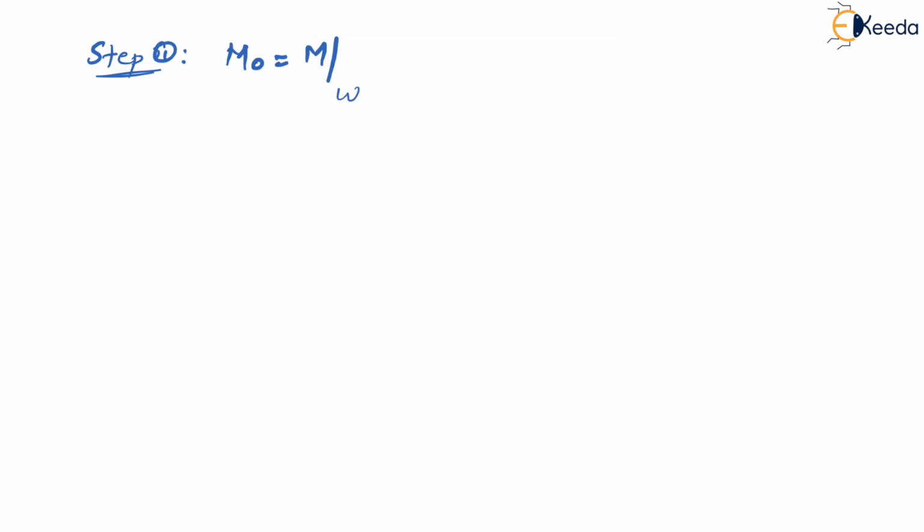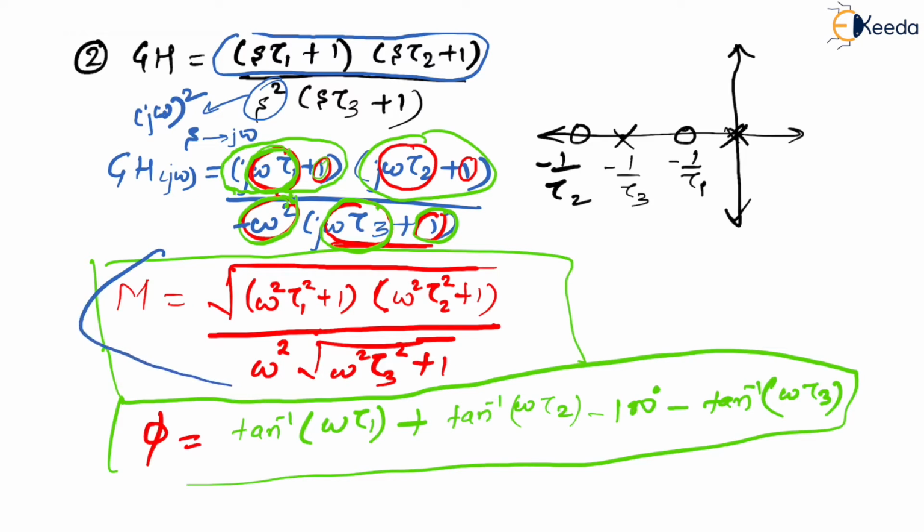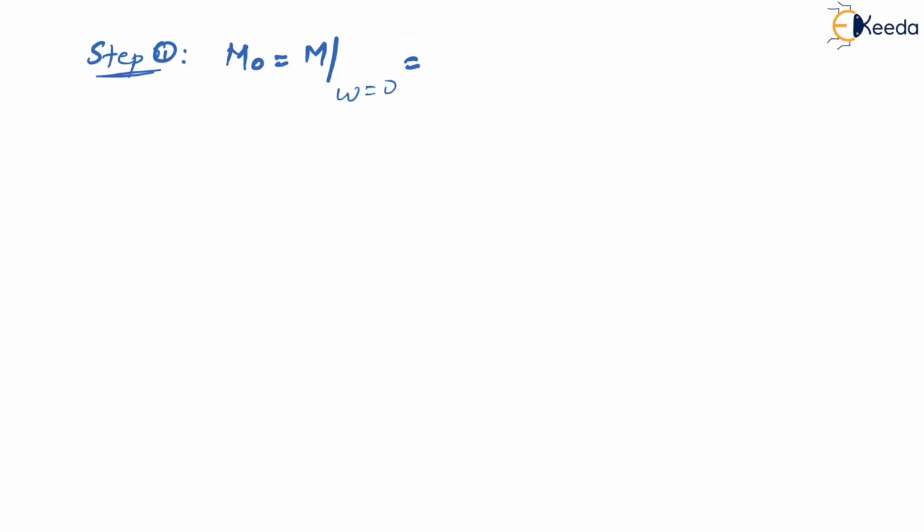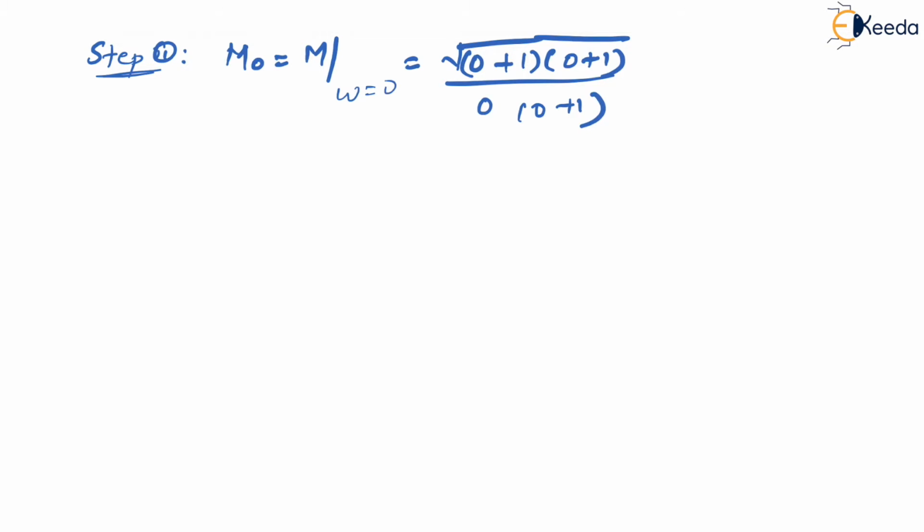What is m0? M0 is nothing but magnitude at omega equal to 0, which is equal to what? Let us see. So if you replace in place of m, this is m, right? Here if you put omega equal to 0, then whatever you get is nothing but m at omega equal to 0. So it is going to be under root of 0 plus 1 into 0 plus 1 divided by 0 into 0 plus 1. Anything divided by 0 is going to be infinity. So here m0 is going to be infinity.